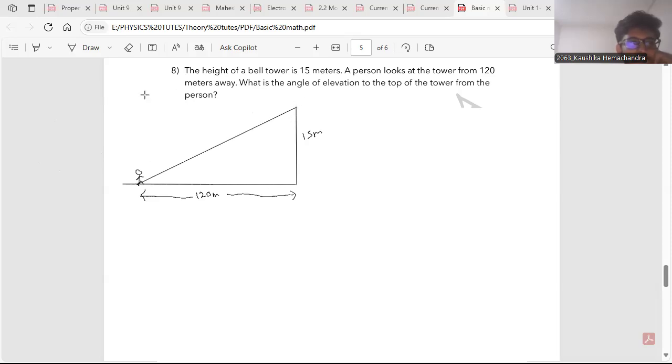If they had given the height of the man, you need to take that into account as well. They're asking the angle of elevation to the top of the tower, theta.